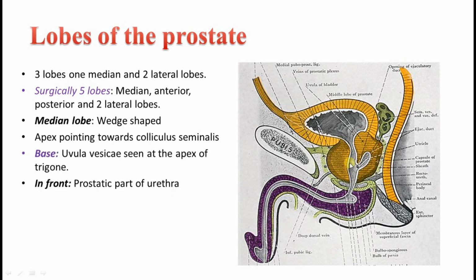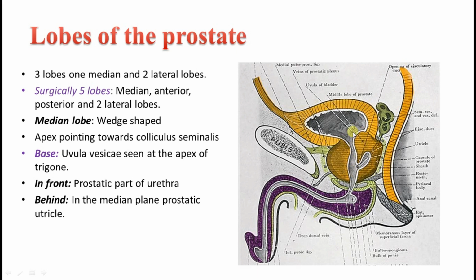In front, it is related to the prostatic part of urethra. Above, it forms the uvula vesicae, apex colliculus seminalis, and on either side you have the ejaculatory ducts. So on this side an ejaculatory duct, and on the opposite side also. This ejaculatory duct is actually the combination of the duct of the seminal vesicle and the ductus deferens. Both have a common duct which is called the ejaculatory duct, which opens into the prostatic part of urethra.